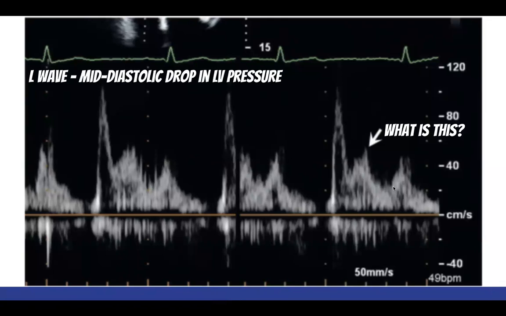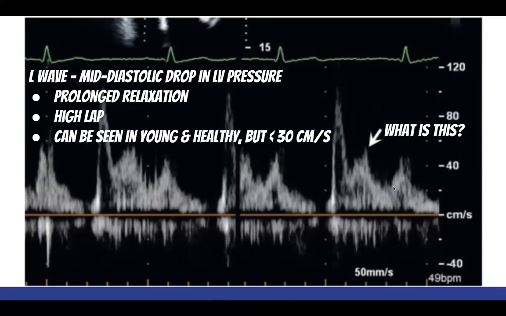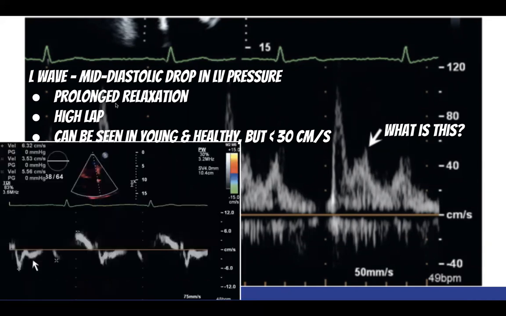You can have it in mid diastole, if there's a drop in the LV pressure in mid diastole. Basically in two scenarios. One is prolonged relaxation with high left atrial pressures, and the other can be seen in young and healthy people. But usually in young and healthy people, it will be less than 30 centimeters per second. If it's more than 30 centimeters per second, then it's a sign of high pressures.